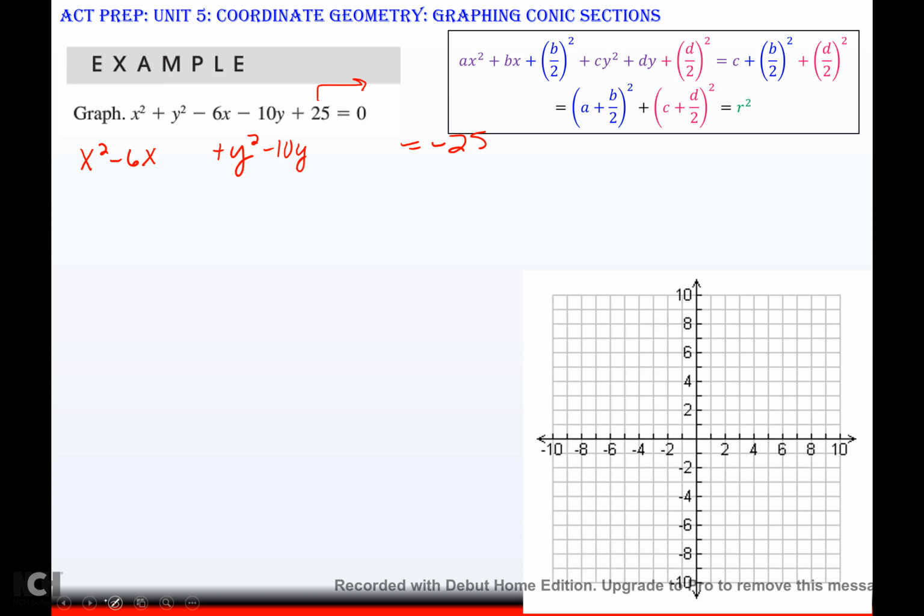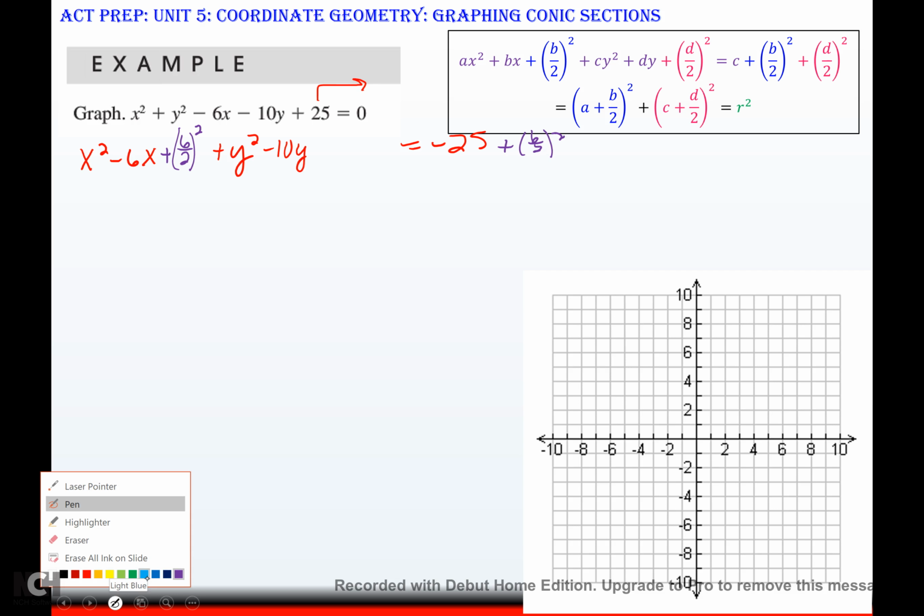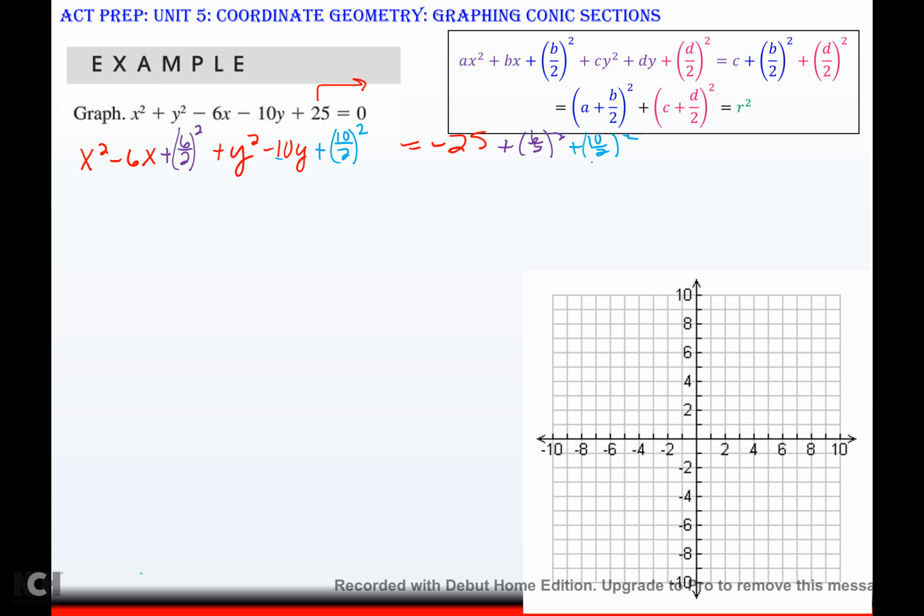So now I have to complete the square on x and complete the square on y. To complete the square on x, I'm going to add half of b. So b is 6, half of that squared. Only rule is I have to do it to the other side. To complete the square on y, I'm going to add half of its b, which is 10 divided by 2, squared, but I have to do it to both sides.